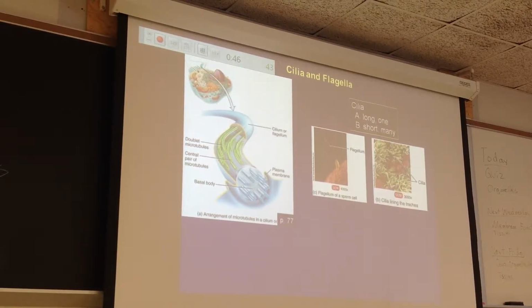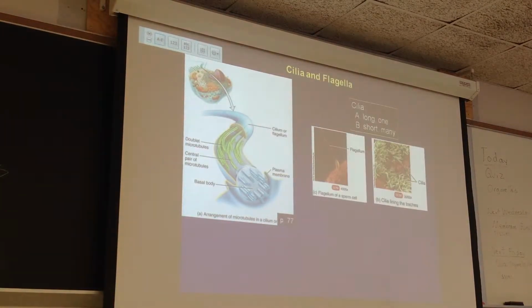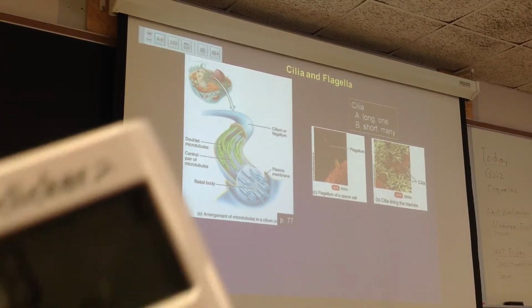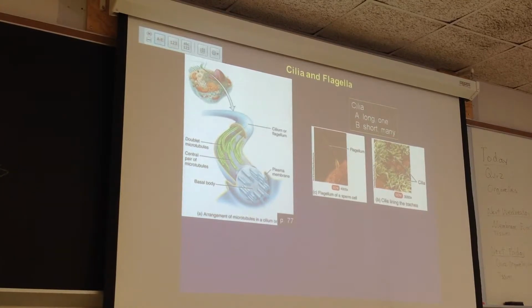Okay, let's see what you guys picked on this one. How many might be able to figure this out on your own? Most people picked B. B is short and many, and that's correct. So cilia are usually present as shorter structures, and there's usually a lot of them. We might have them in our respiratory tract, the trachea. We'll learn why they might be there. Briefly, they're going to be sweeping some dirt and debris out of our respiratory system. They can move materials over their surface.